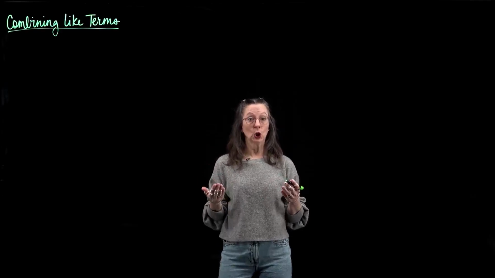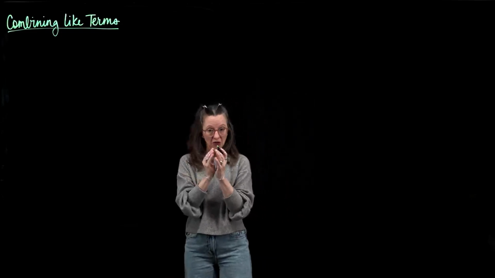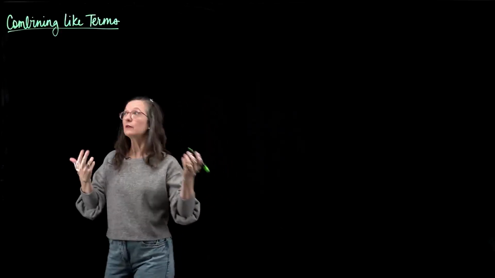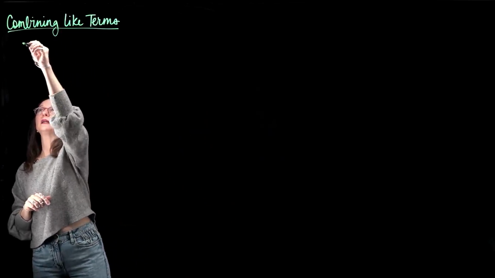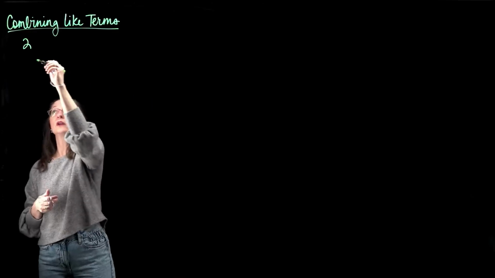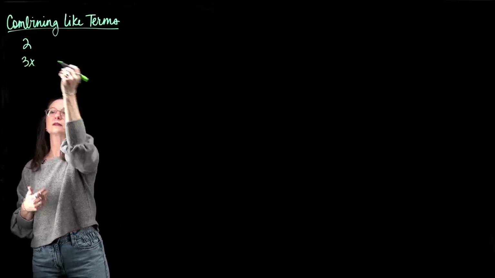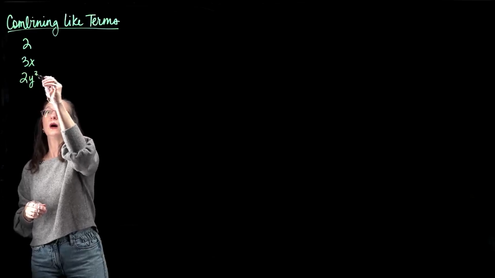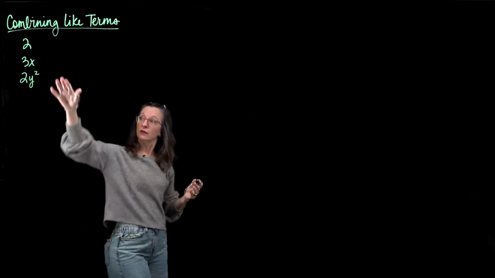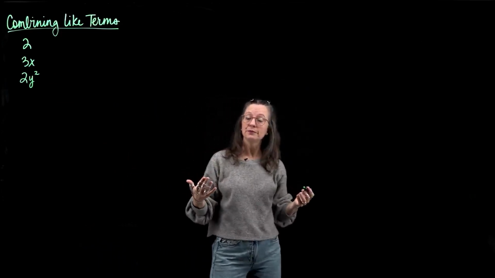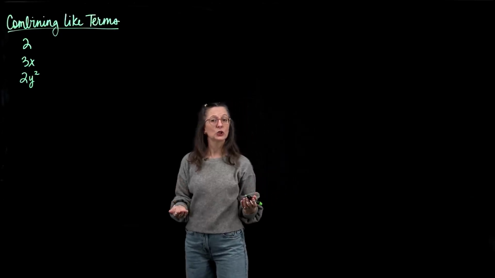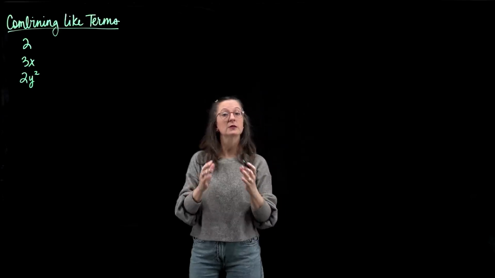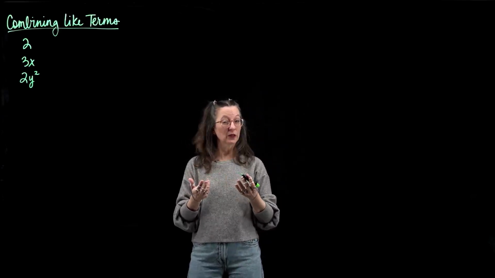When we talk about a term, this is a group of things multiplied together. So it could be a couple of different things. It could be something like 2, or it could be 3x, or it could even be maybe 2y squared. So any of those would be a term. I like to think of a term as a chunk of numbers and variables together that can't really be separated.